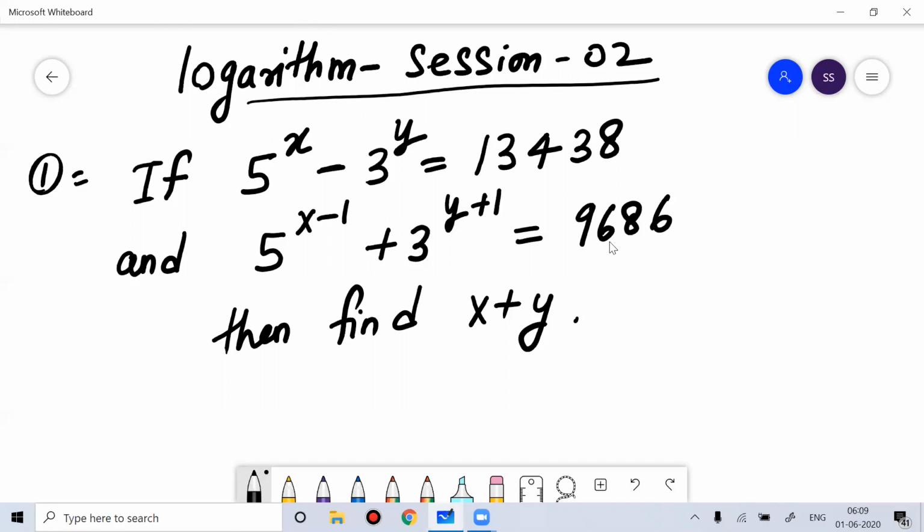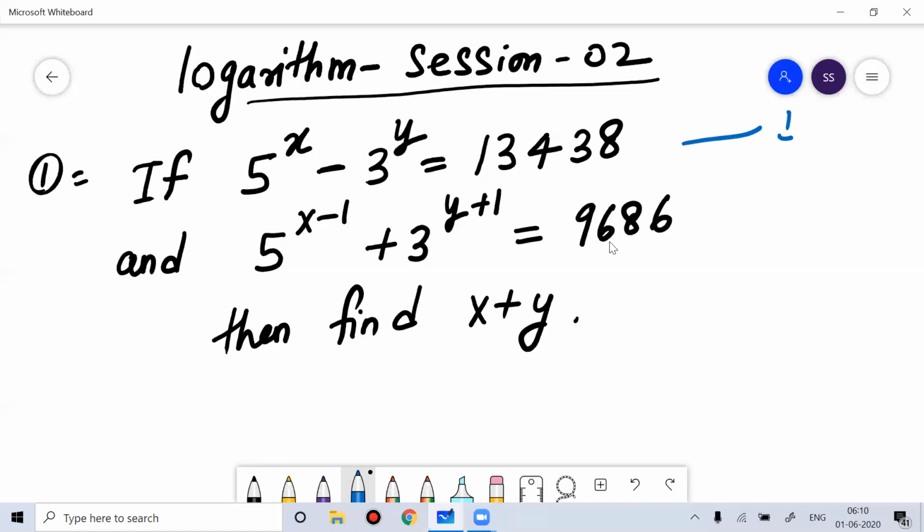If 5 to the power x minus 3 to the power y is 13438, and 5 to the power x minus 1 plus 3 to the power y plus 1 is 9686, you have to find x plus 1. Here the options don't matter. You need to solve it step by step, then only you will get the answer. Options probably will not help you much.